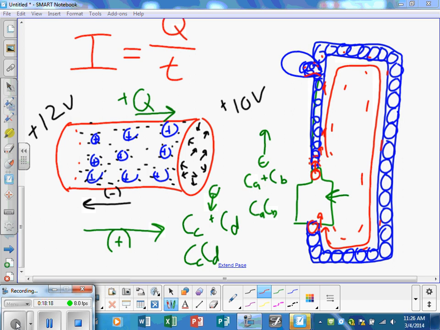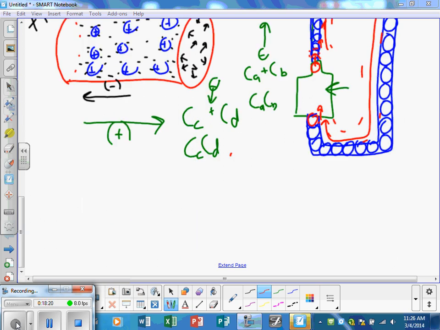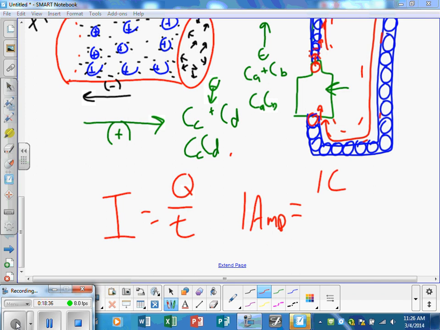So, getting back to the beginning of our notes, current is the amount of charge that passes a point in 1 second. And 1 amp is 1 coulomb per 1 second. 1 coulomb of charge passing a point every second.